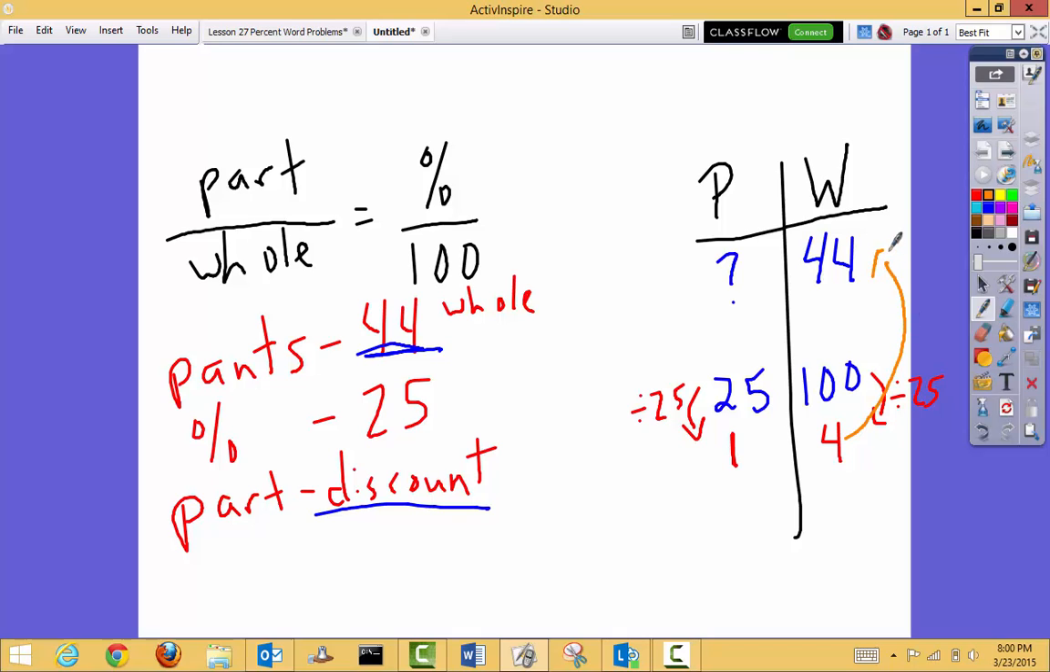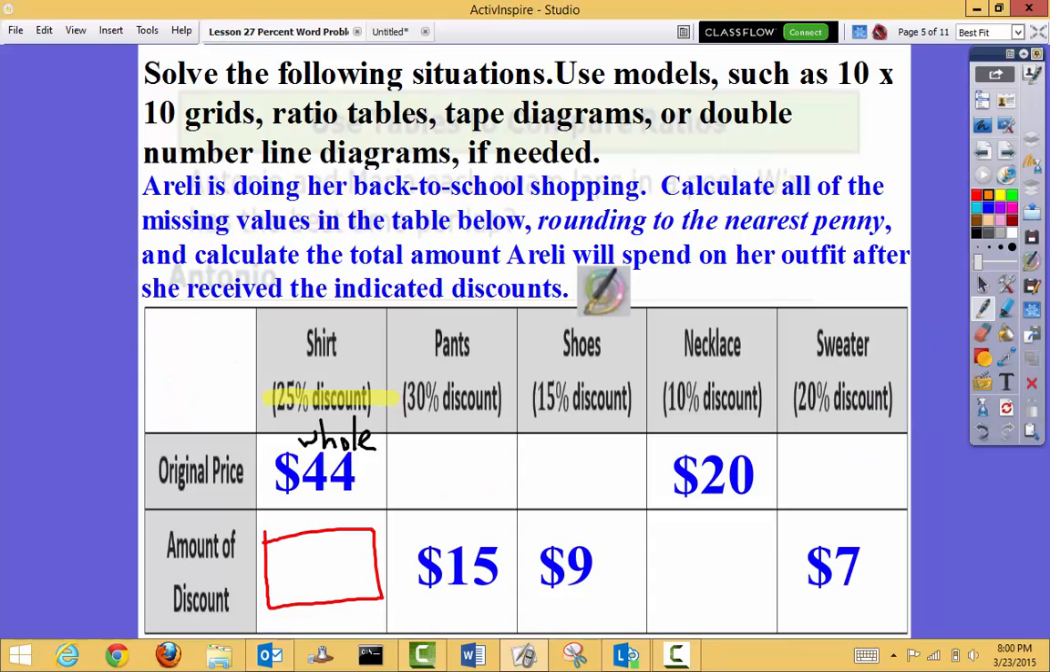Well, let's look. What can I multiply 4 by to get 44? That is 11. So what do I need to do to the opposite side? Same thing I do to the right, I have to do to the left. So what is 1 times 11? Well, that is 11. So what is my part? My part is $11. I'm saving $11 if they originally cost 44.